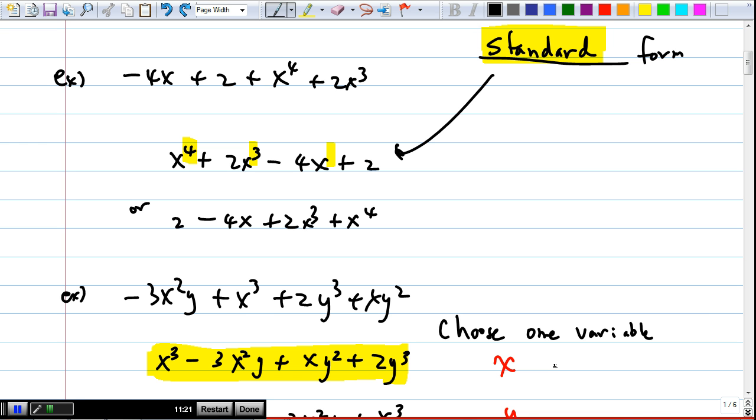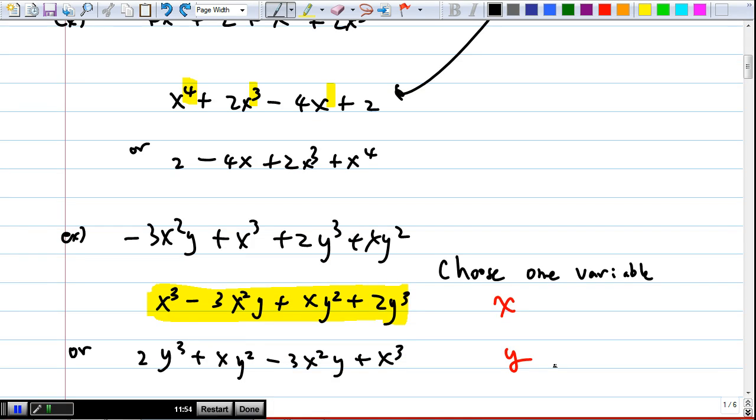Who could help me how to do that using y? How would I rewrite this? One person? Two? Three? Four? Anyone else? Five? Lindsay, can you tell me how to write? Since we have two variables, what if I chose y to rearrange them in decreasing order? What would you do? 2y plus x squared. Yep. Plus 8 minus 3x squared y. Plus x cubed. Yeah, exactly.